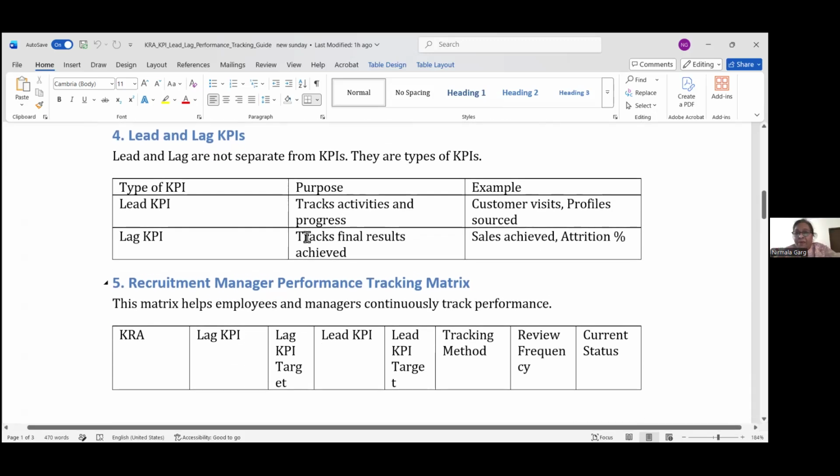So lead KPIs are for what? Tracking. Like, a sales guy. How many customer visits have you done? How many profiles have you sourced? Have you put the right kind of a job description? All this, lag will be achieved. Results. How much have you done? What is the attrition percentage? What is the attendance percentage, etc.